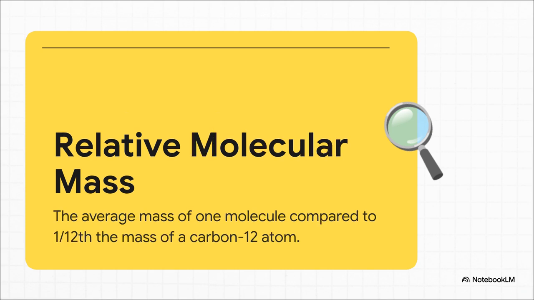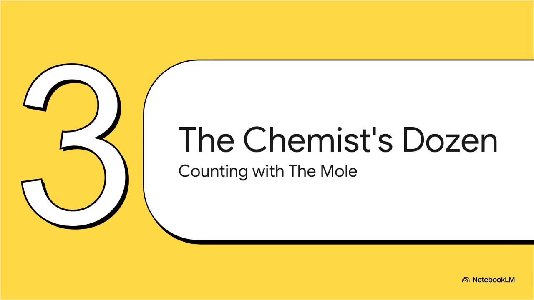And that same exact logic we apply to whole molecules too. The relative molecular mass is just the sum of the relative masses of all the individual atoms inside it. So, using our analogy, it's just the total weight of a word based on the combined weight of all its letters. Okay, so we can weigh atoms now, which is a huge step. But that's only half the battle. For chemical reactions to work, you don't just need the right weight of your ingredients, you need the right number of atoms. So, how do you count particles when there are literally billions of trillions of them?